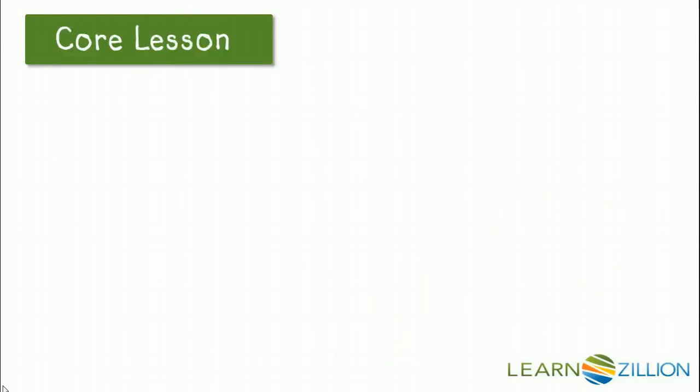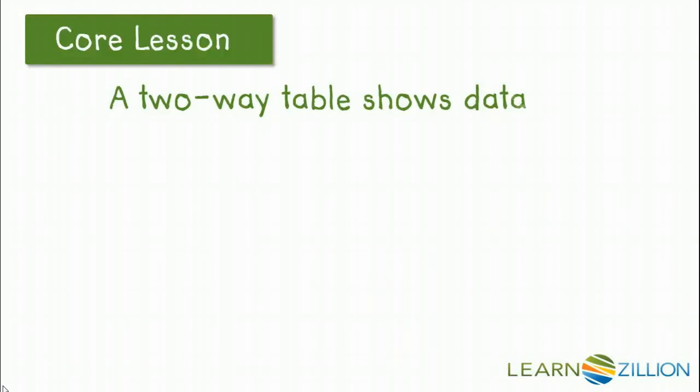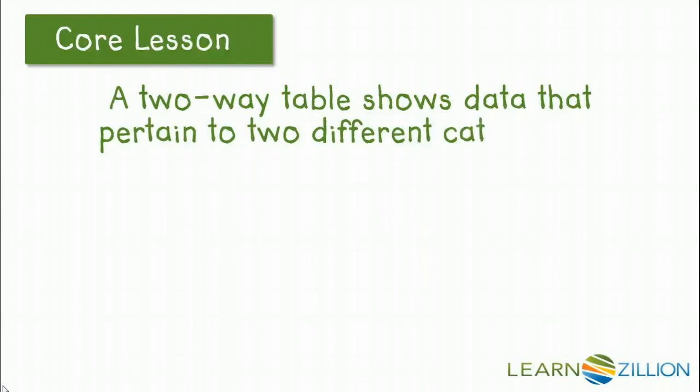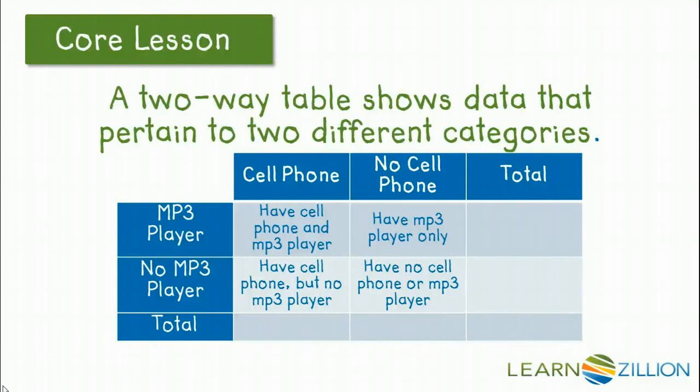Let's look at two-way tables. A two-way table shows data that pertain to 2 different categories. Here is an example of a two-way table. This two-way table asks to see if people own a cell phone or not, and if they own an MP3 player or not.